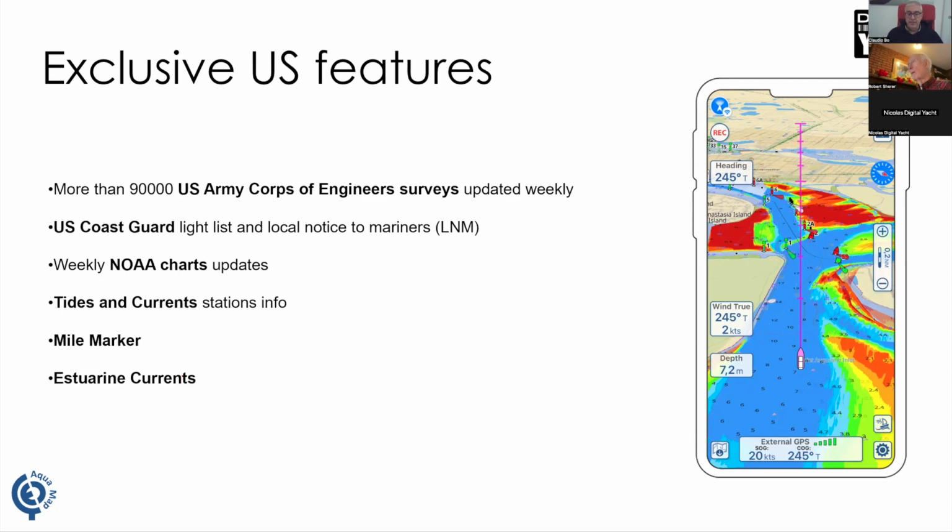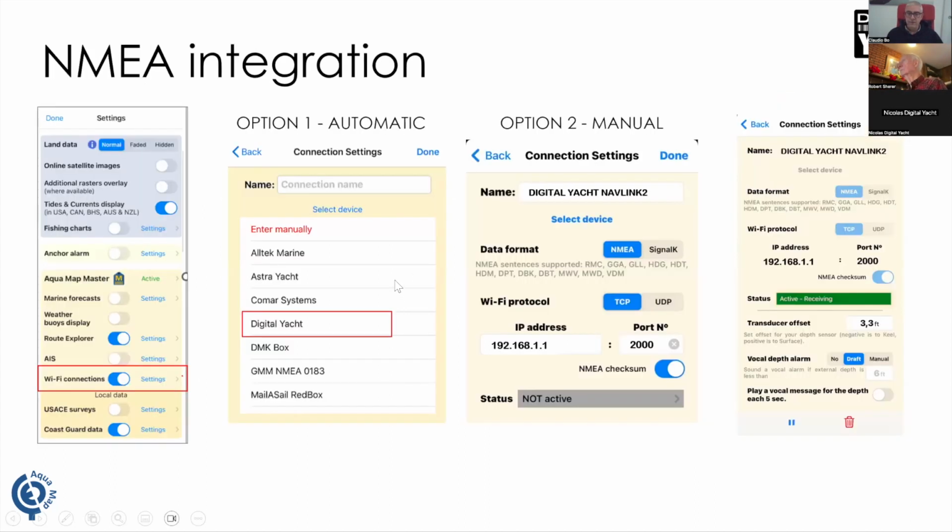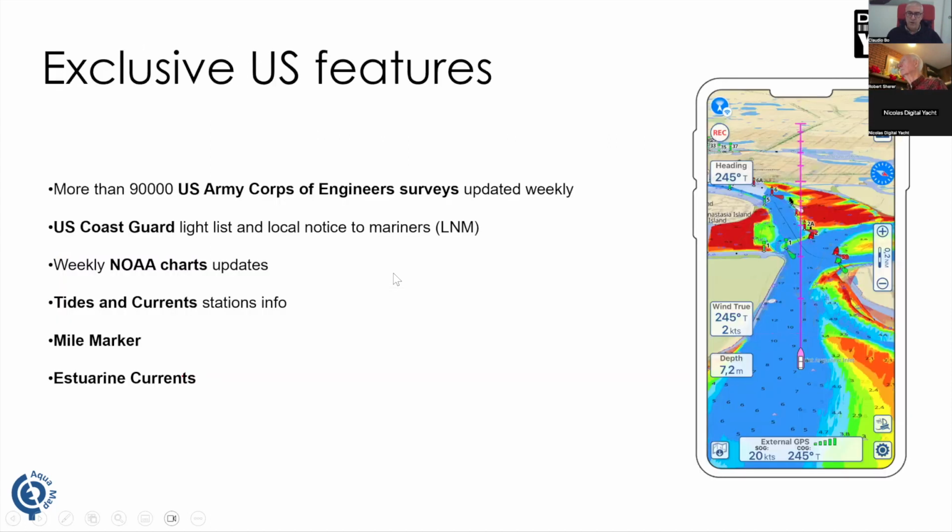in the US. And finally, for the marine forecast dedicated to the US, we have estuarine currents. So in the most important estuaries in the US, we use a special server made available by NOAA that gives very detailed and constantly updated current information. Okay, this is a very quick overview of the app.